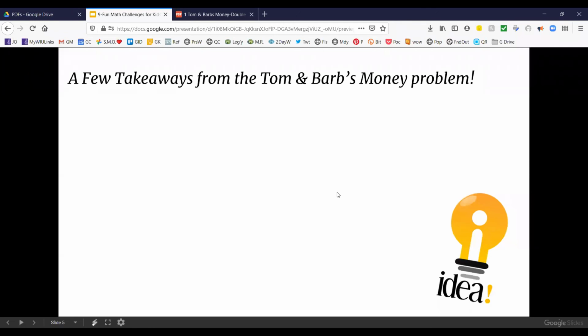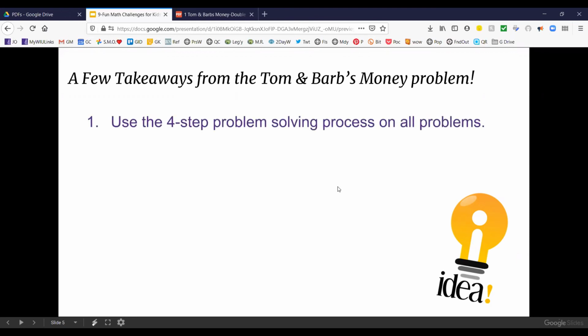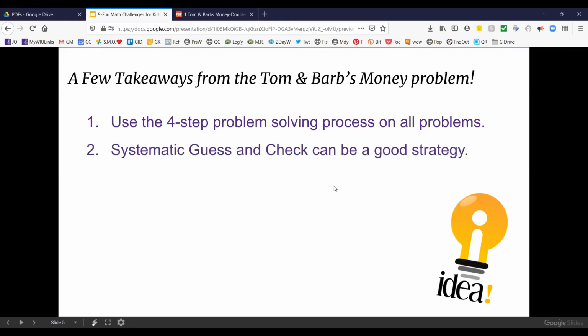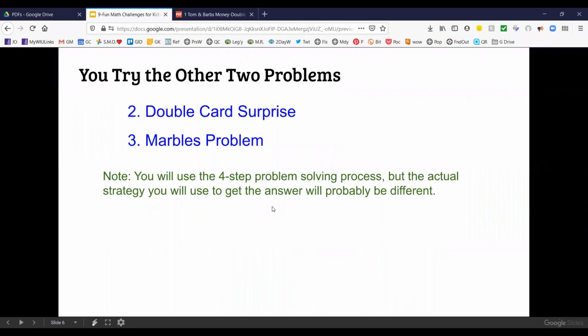Let's look at a few quick takeaways from the Tom and Barb's money problem that we solved. We use the 4-step problem-solving process on all problems. Systematic guess and check can be a good strategy. And starting with the extreme case of all dimes and no nickels, for example, can be useful. So I'd like you to try these 2 problems on the handout. You will be using the same 4-step general process on all the problems. However, the actual strategy that you will use will probably be different. So therefore, be creative. Figure out your own way to do it.